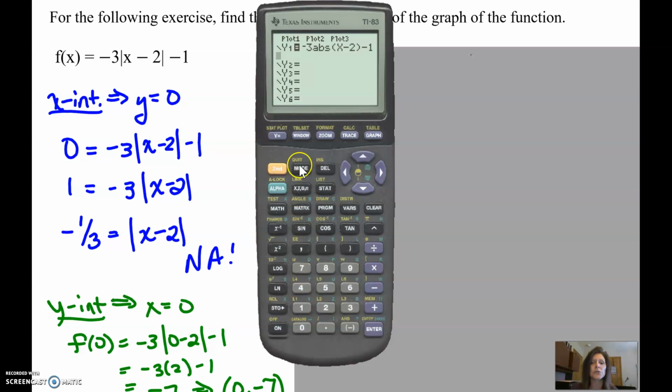Most of these I will start with graphing in a standard window. So zoom and 6, and let's see. There is an upside down V shape. I expected upside down because there was a negative outside in front. And if we remember our transformations, the -2 on the inside says you move forward 2, the -1 on the outside says you move down. So that picture makes sense, and you can see why we got no x-intercepts.